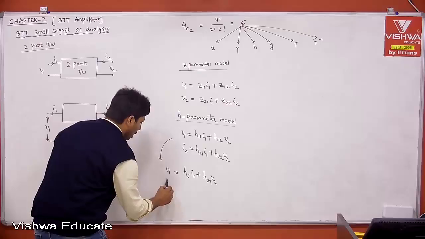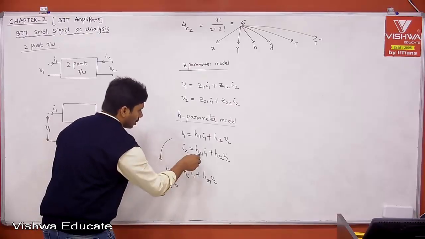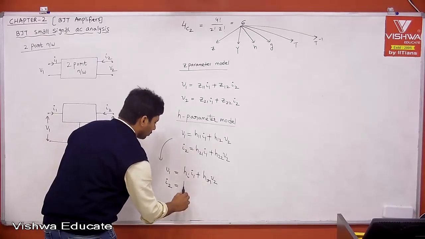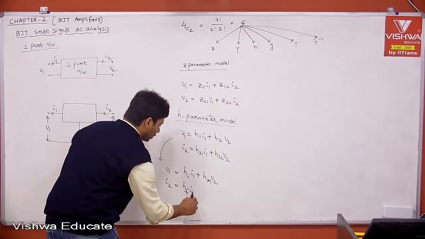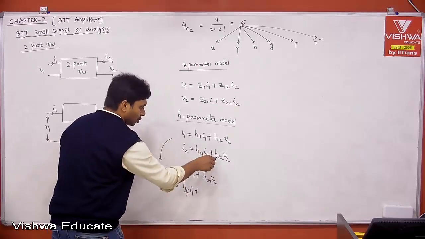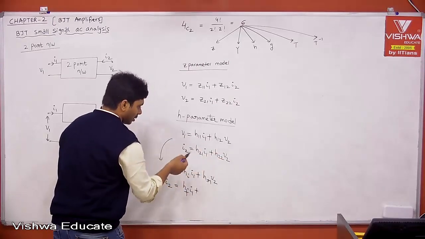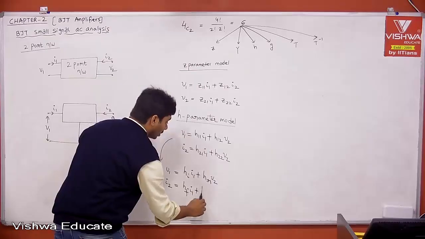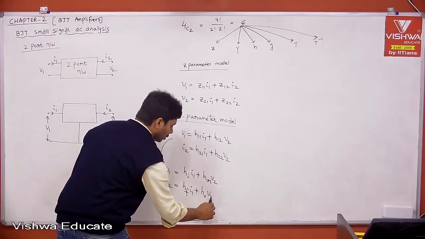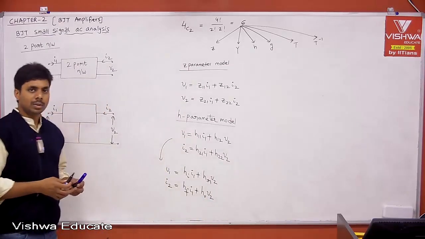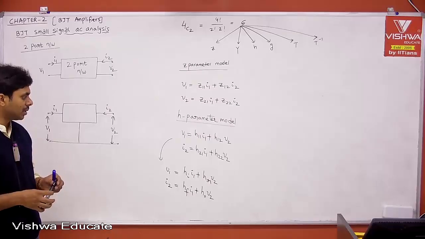Similarly, what is I2? I2 is equal to, what is H21? I2 by I1, which is forward current gain, HF into I1, plus what is H22? I2 by V2 when I1 is 0. Therefore, I2 by V2 is nothing but output admittance, HO into V2. I didn't do anything. Remember, just replace the subscript with respect to the meaningful unit notation.